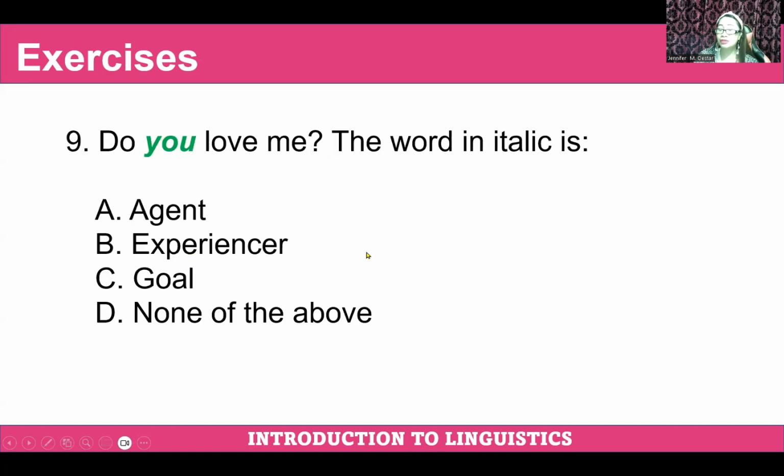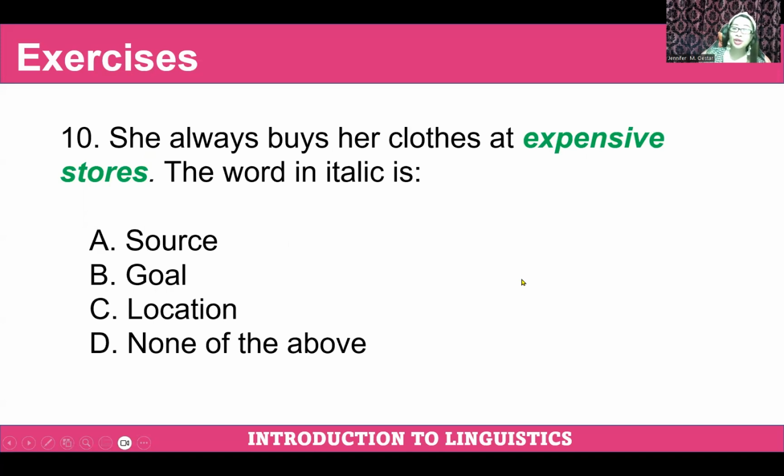Number 9. Do you love me? The word in italic is, is it an agent, experiencer, goal, or none of the above? Write your answer in the chat box. The answer is experiencer. And last number, she always buys her clothes at expensive stores. The word in italic is, what is the word? Is it a source, the goal, location, or none of the above? Expensive stores. Answer is location.